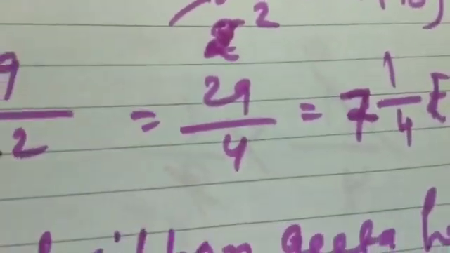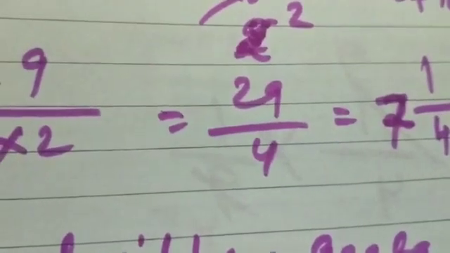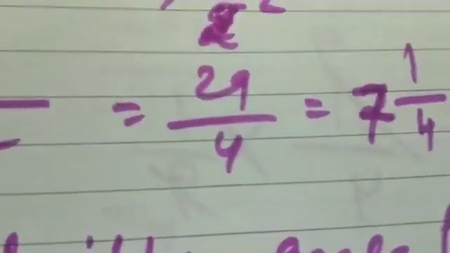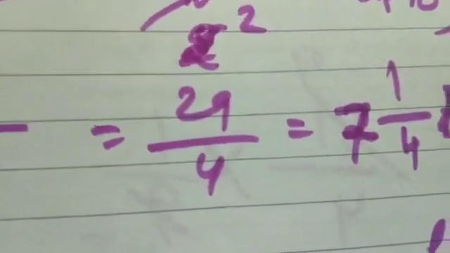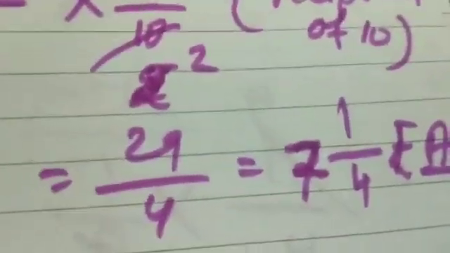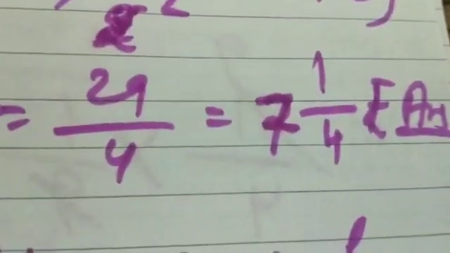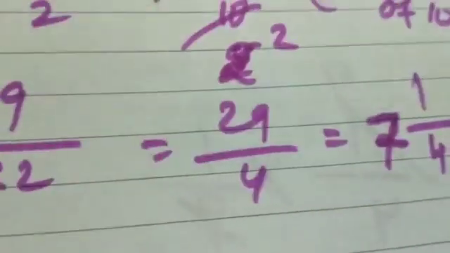And we change this improper fraction of 29 by 4 into a mixed fraction. So 4 7s are 28 and 1 is remainder. So the mixed fraction what we will get? 7 1 by 4 rupees. This will be the answer. By this process you will solve question number 2, question number 3.